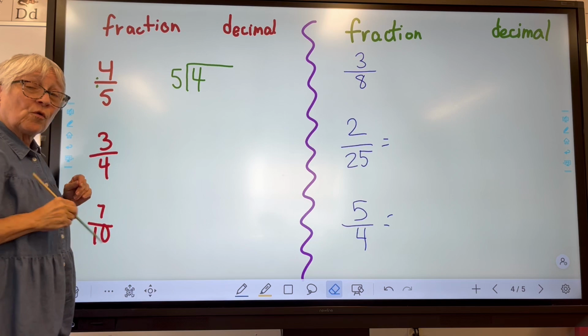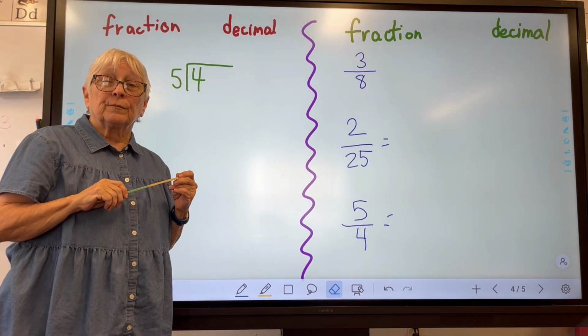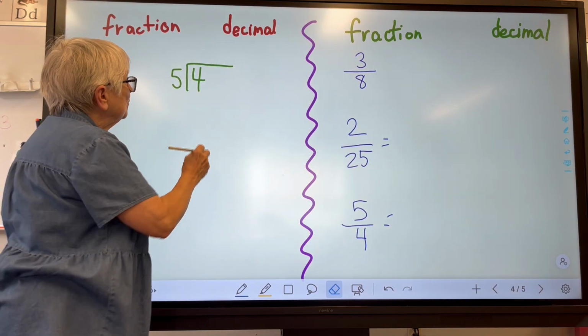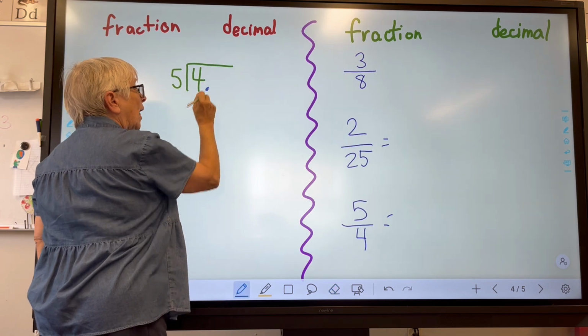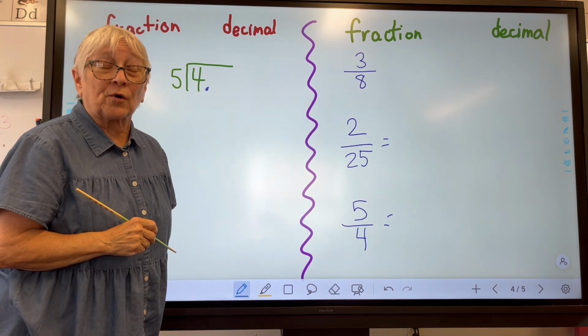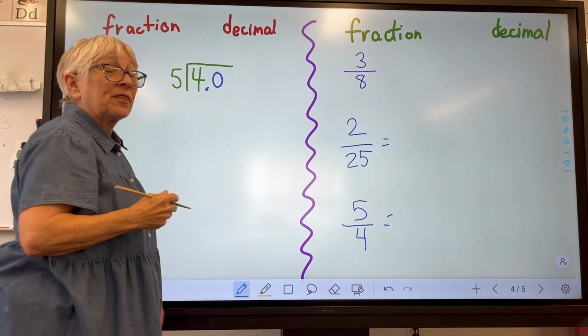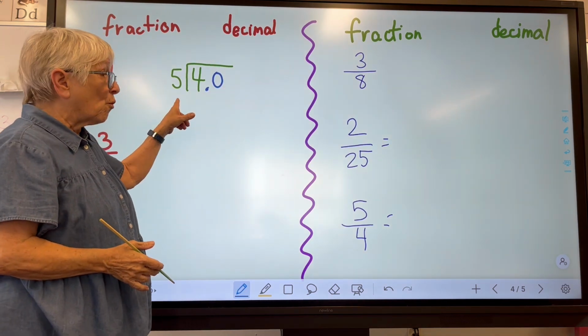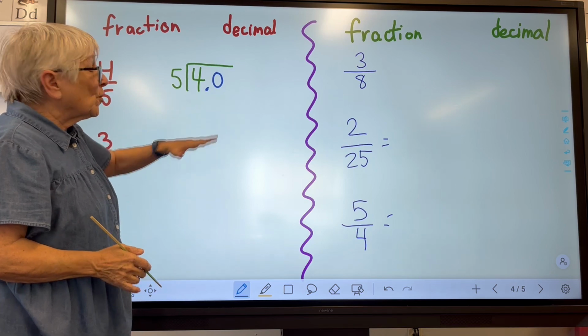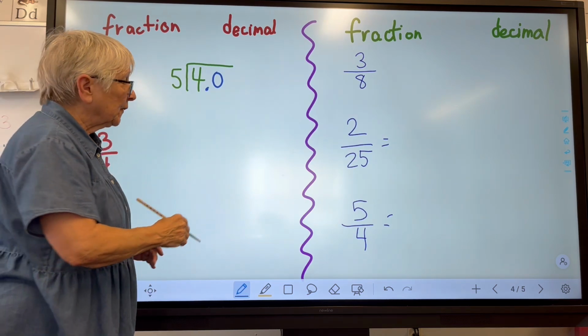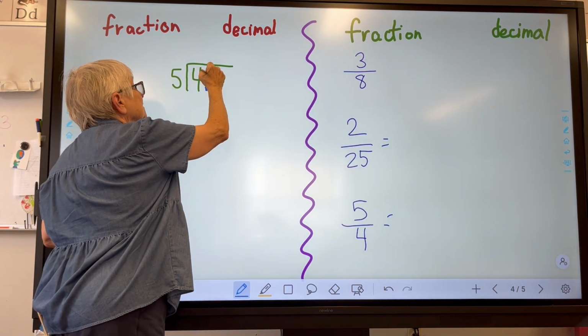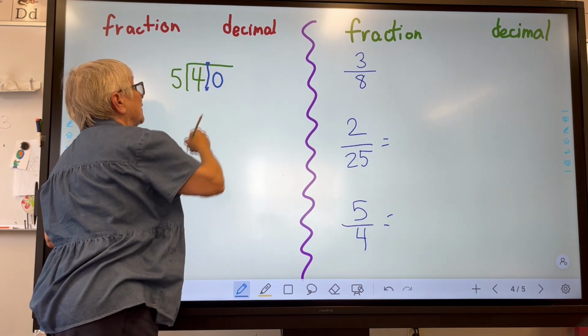Well, does 5 go into 4? No, it doesn't, does it? So I have to add a decimal. I am going to convert it to a decimal number after all. And I can add zeros after the decimal without changing the value of the 4. So does 5 go into 40? Yes. First I'm going to bring this decimal straight up, right there.